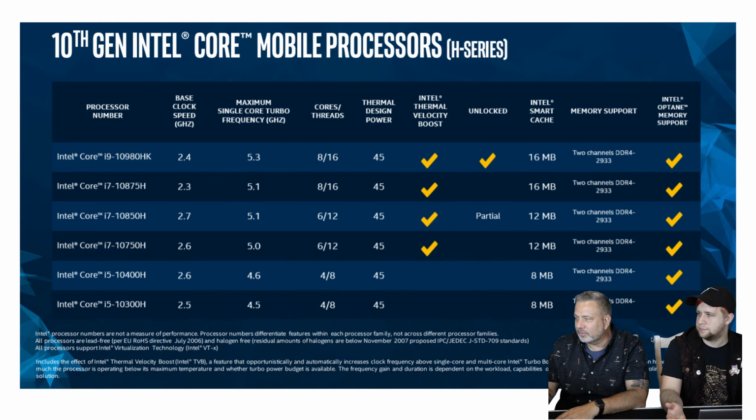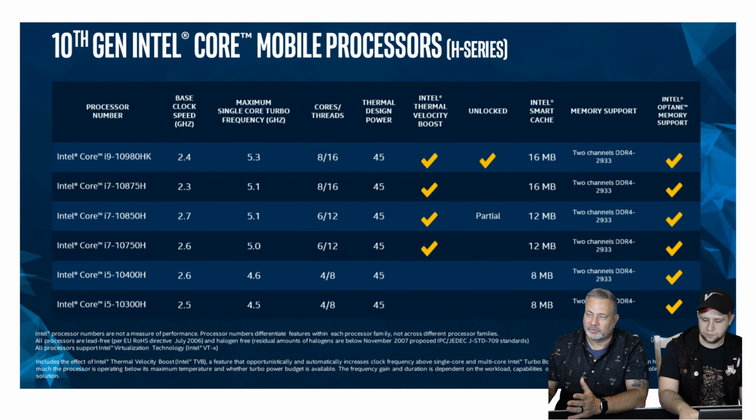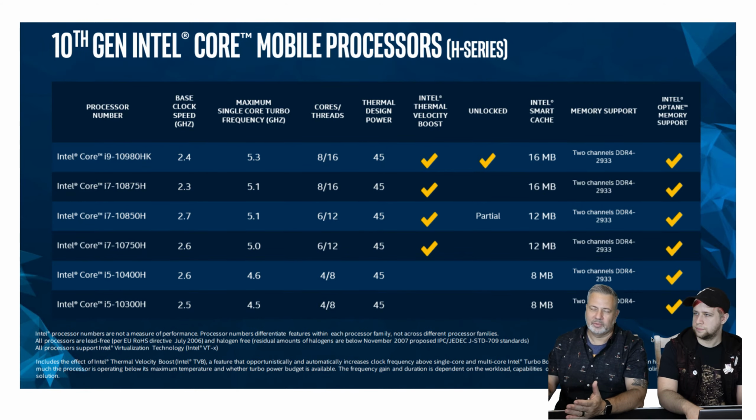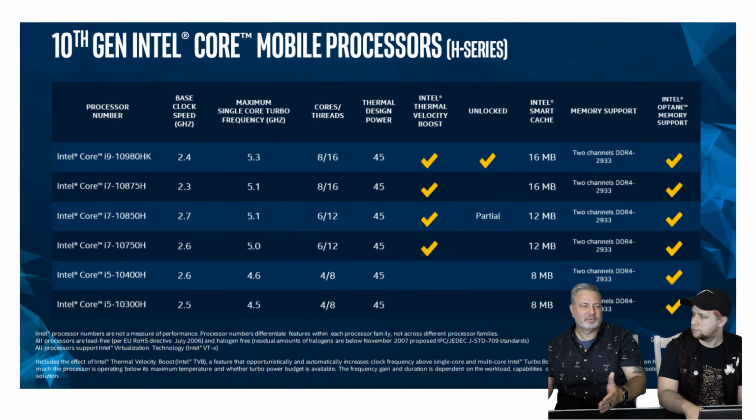If you look at this one, it's got the i9, but it's a 2.4 gigahertz clock speed, 5.3 max turbo. It's got 8 cores, 16 threads. So it's a little bit older than the top specs we saw today, which were just the specs we saw right before we went live.